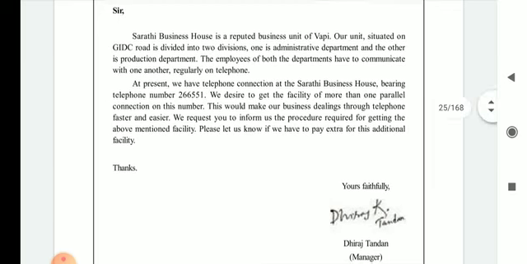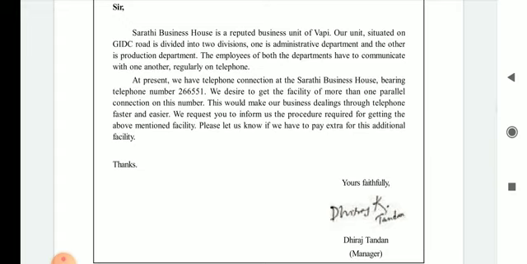At present, we have a telephone connection at the Sarthi Business House bearing the telephone number 266-551. Like that, you have to mention the whole number instead of making a cross mark. At present they have one telephone connection, and the number is 266-551. We desire to get the facility of more than one parallel connection on this number. They want to get a parallel connection for the same.